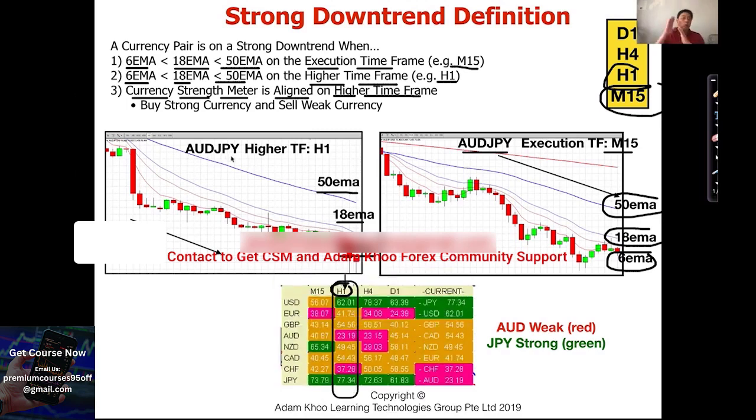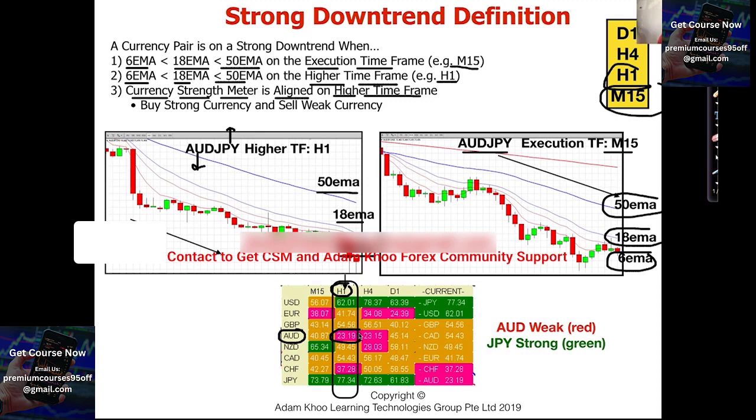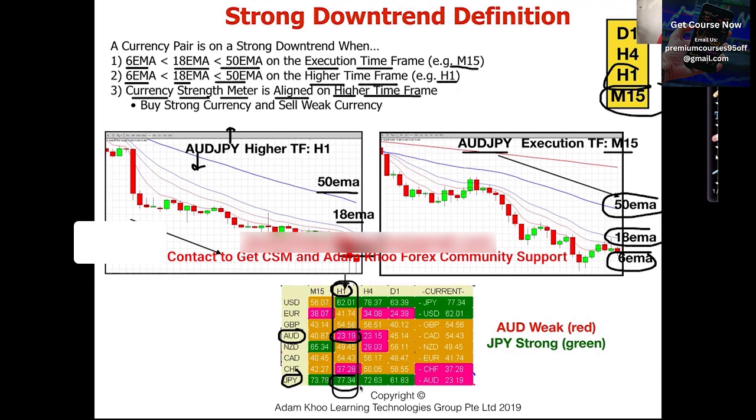In this case, we are going short on Aussie yen, which means we are selling the Australian dollar and at the same time buying the yen. Remember, we always want to be selling the weak one and buying the strong one. So Aussie is weak, red, anything below 40 is red, and the yen has to be green, above 60. It always has to be aligned with the CSM, and with that we know it's a very strong downtrend. The probability is that prices will keep moving lower, giving us all the odds in our favor that the price will go in the direction that we want.